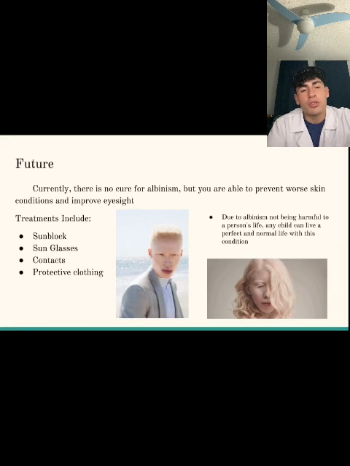In the future, if the kid does have albinism, he will live a completely normal life. There's no difference other than the pale skin, and treatments will include sunblock or sunglasses, contacts, or protective clothing to protect from the sun. That's it.